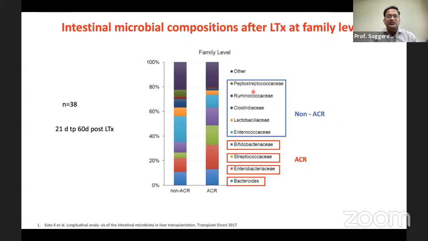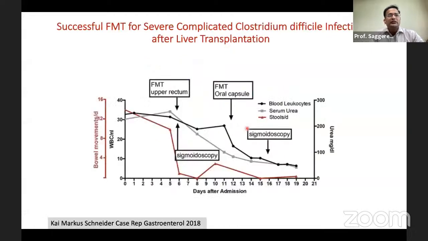In the non-ACR groups, the other ones like Ruminococci and Clostridia, these families are outnumbered. So possibly the transplant graft acceptance and rejection will depend on the gut microbiome as well. And this is another simple case report of a successful FMT in a post-liver transplant patient who had severe complicated Clostridium difficile repeated infection, not responding to even vancomycin.